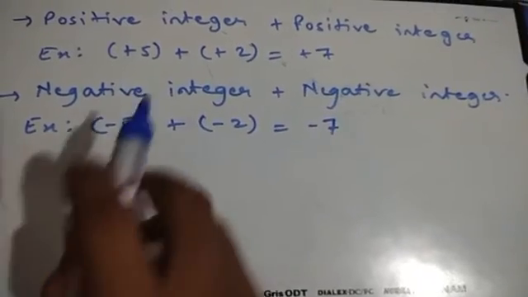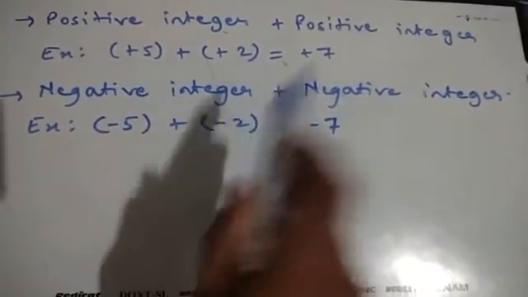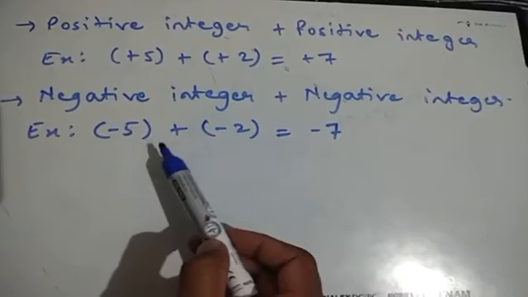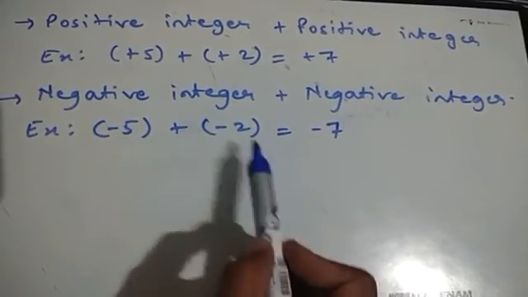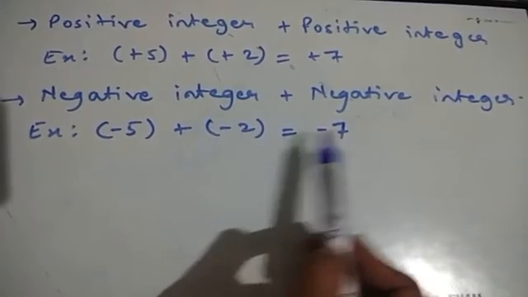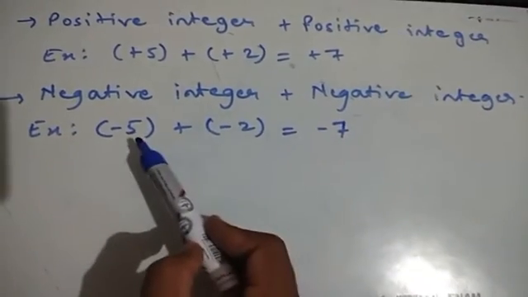Now the next part is negative integer plus negative integer. If both the integers are negative, then what do we have to do? See here. Students, remember that if both the integers are negative, then also we have to add. Therefore 5 plus 2 is what? 7. But what is the sign of the greater number?